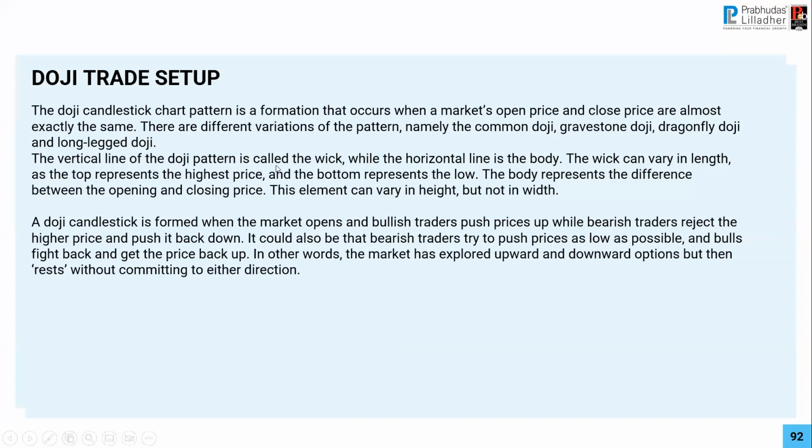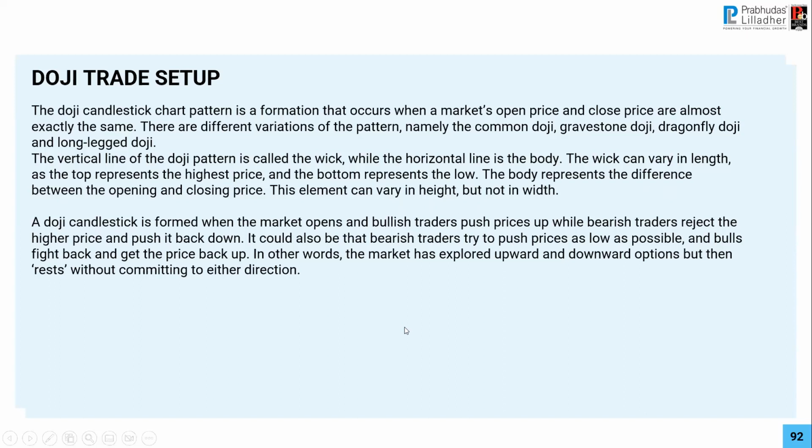The vertical line of the doji pattern is called the wick, while the horizontal line is called the body. The wick can vary in length, and it also represents the highest price. The bottom represents the low. The body represents the difference between the opening and the closing price. This element can vary in height but not in width. As I told you, there is no occurrence of a body. The size of the open and the close is nearly the same. So it has a very, very thin body, like a slash. So it is called a doji.